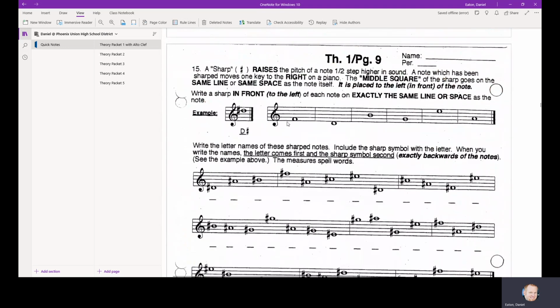Perfect, here we go. Okay, write a sharp in front or to the left of each note exactly on the same line or space as the note. So remember, this is not an example, you actually have to do this chunk of stuff right here. A lot of students in previous classes missed this because they automatically jumped down to here. So this is where you're actually practicing drawing the sharp signs. So here's what you're going to do. It is a hashtag sign or a pound sign, and you're just drawing it right in front of the note.